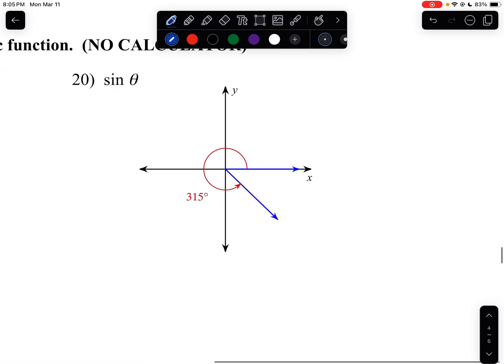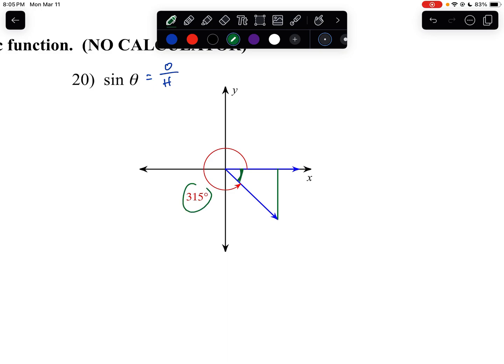We have sine. Sine is going to be equal to opposite over hypotenuse. I need a triangle, so let's make one. Make it to the x-axis. Find your reference angle. If this is 315, this is going to be 45 degrees. This is a 45, 45, 90 triangle. In a 45, 45, 90 triangle, the legs are a ratio of 1 to 1, and the hypotenuse is square root 2 by the Pythagorean theorem.